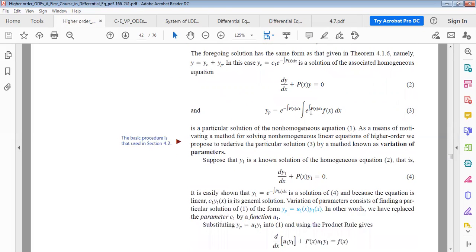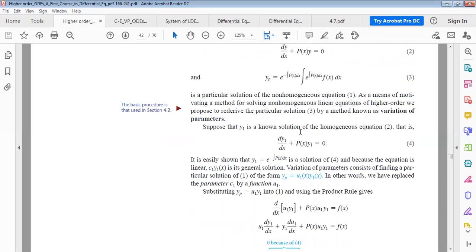So this is a particular solution of the non-homogeneous equation 1, and it is a means of motivating a method for solving non-homogeneous linear equations of higher order. We propose to derive the particular solution of these types by the method known as variation of parameters. That means we are going to another method, variation of parameters.